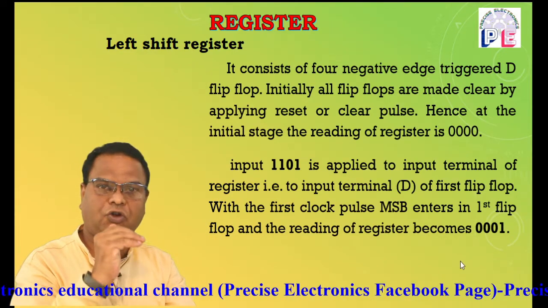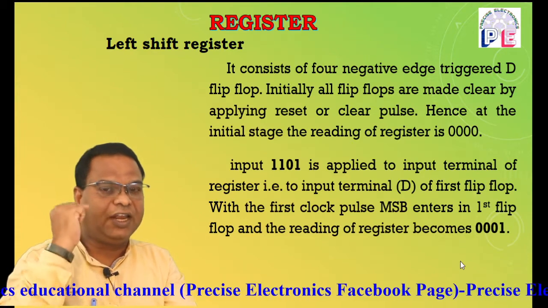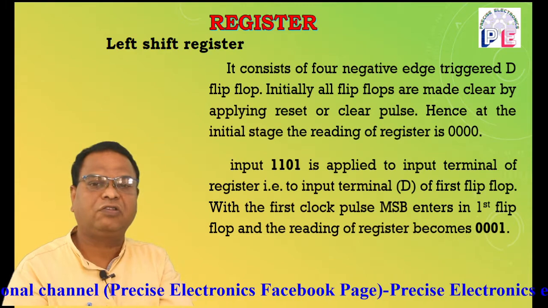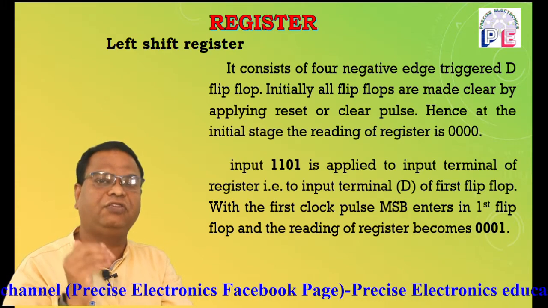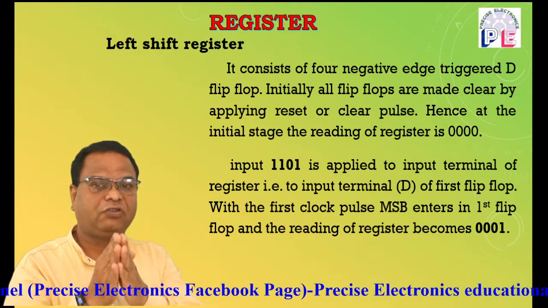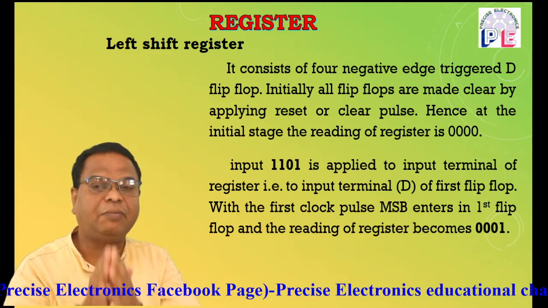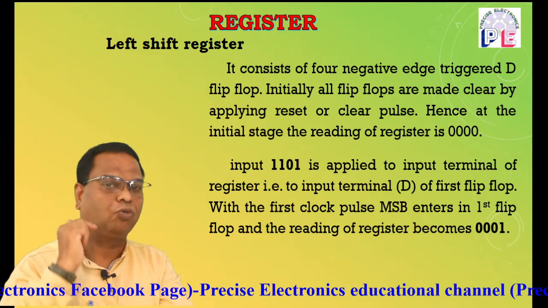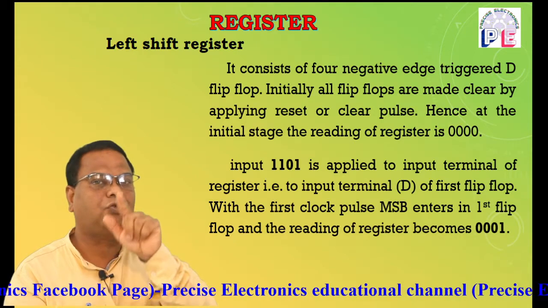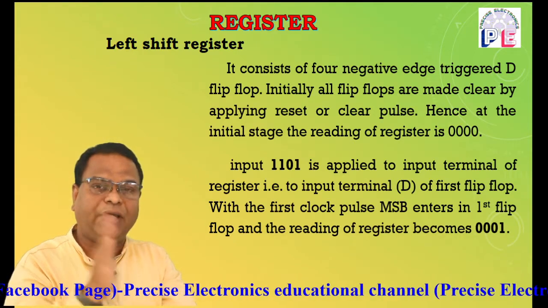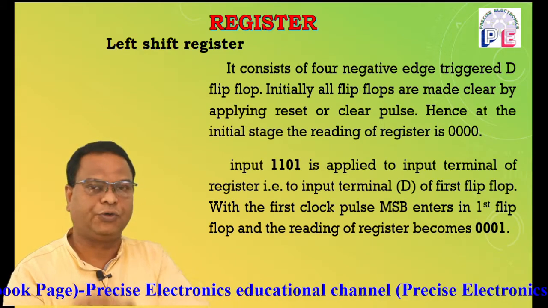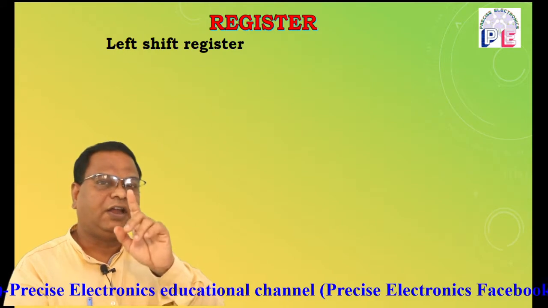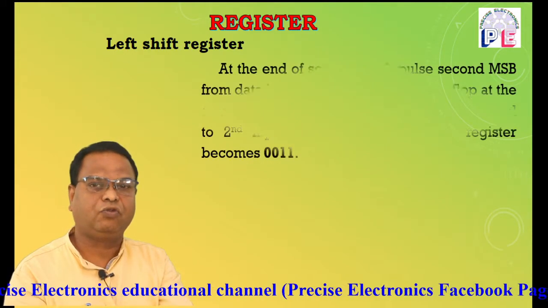In case of right shift register, at the negative edge of the first clock pulse, the output of the register is 1, 0, 0, 0. Friends, in both these cases the same data is applied, but at the negative edge of the first clock pulse, the output of right shift is 1, 0, 0, 0, while in case of left shift it is 0, 0, 0, 1.